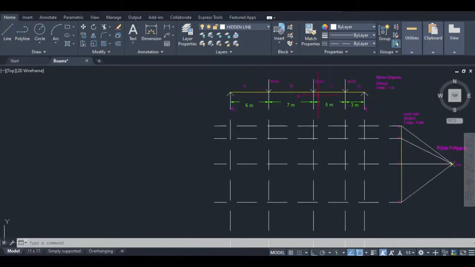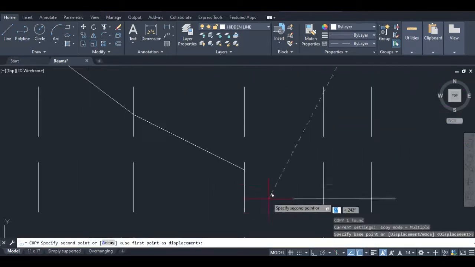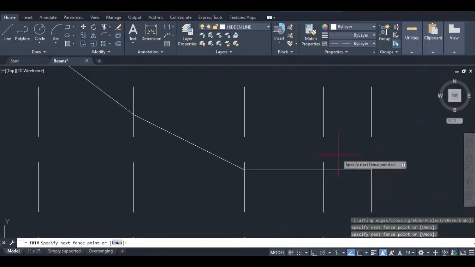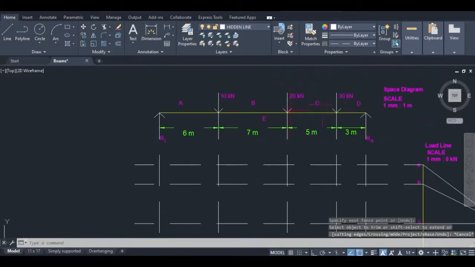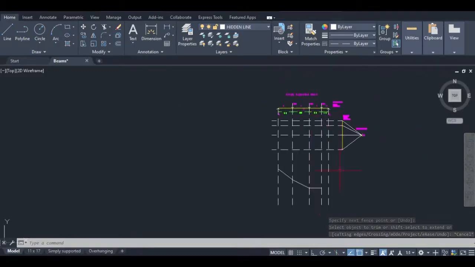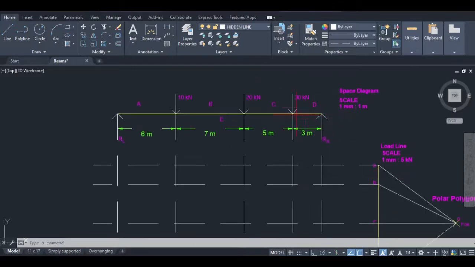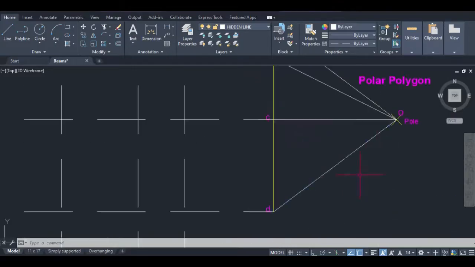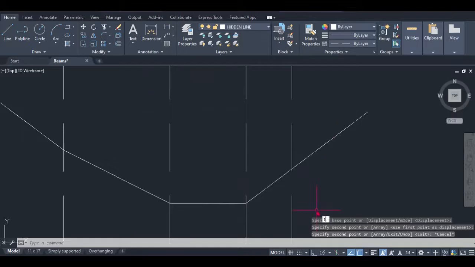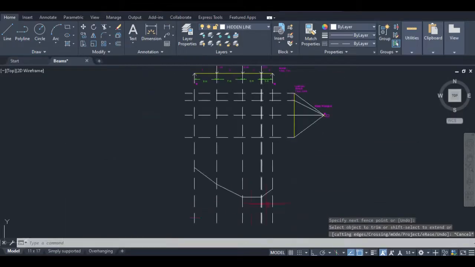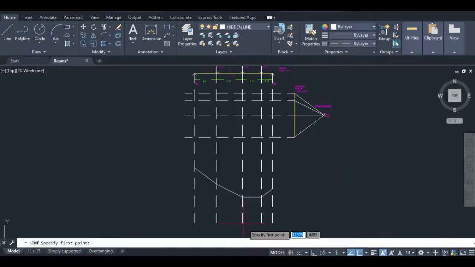So we're going for C now. Again, trim it off, making sure that it's only in the space C. So this space is C. And then finally, we're going to be doing D, which is this space. Then we trim it off. So there we have our polygon shaping up. And this is going to be called our link or funicular polygon. Again, link polygon. Good. And it also represents our bending moment diagram.